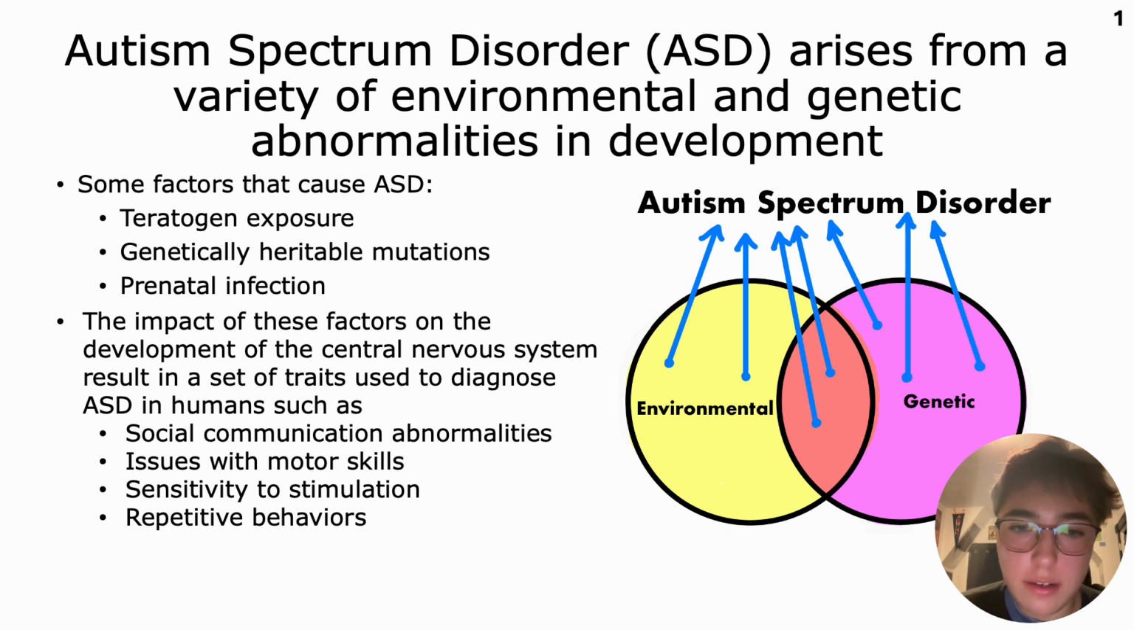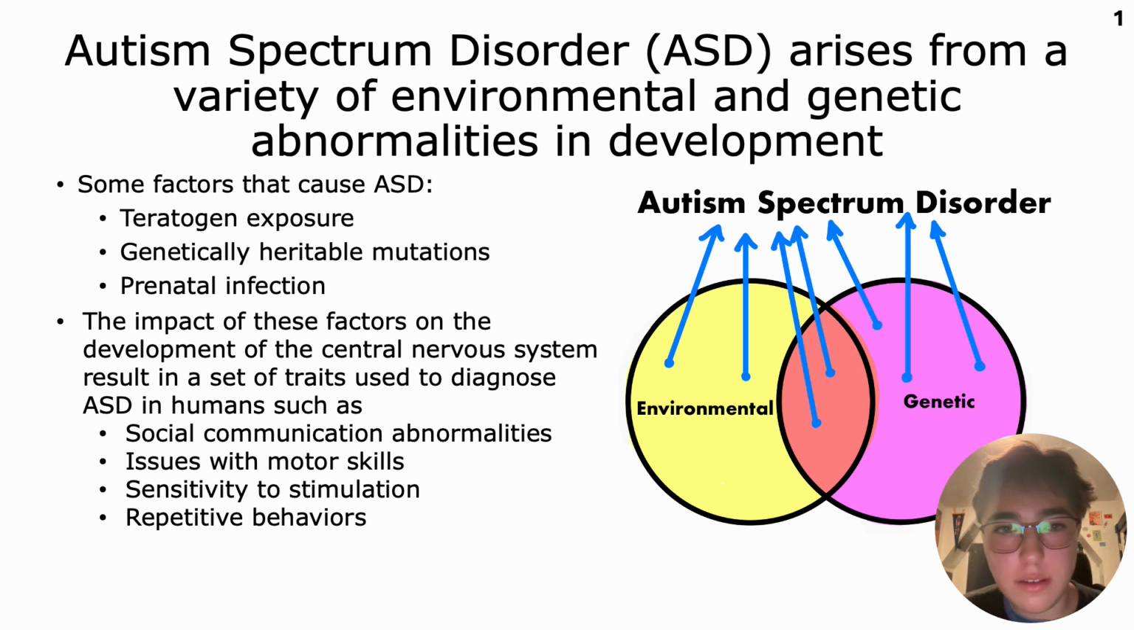One common thing that we see across all of these different factors is that they in some way affect the development of the central nervous system because ASD is a neurodevelopmental disorder. So whether that be affecting development in utero before the baby is born or after the baby is born, early in development, these factors that cause ASD are actually affecting the development of the brain and how certain connections are made in the brain.